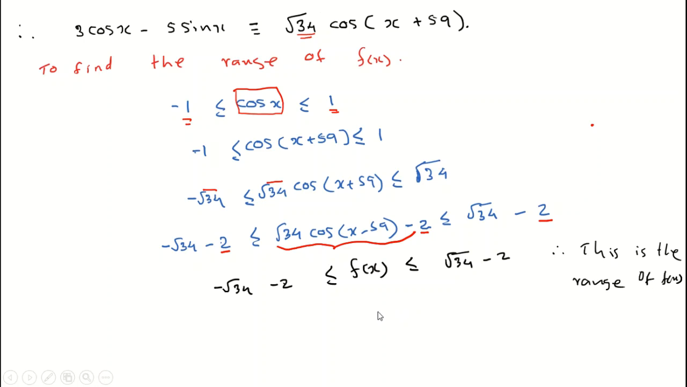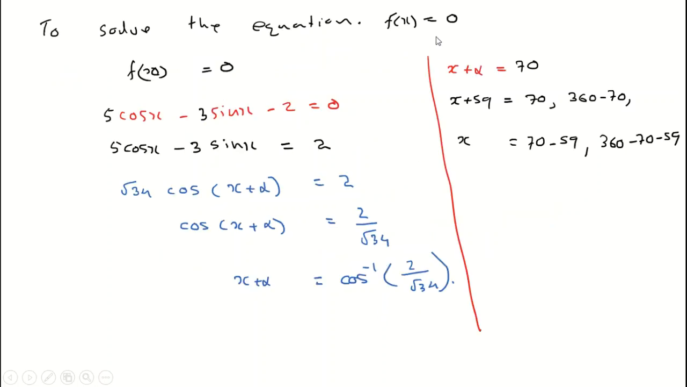We'll go to the next part of the question. Now you got to solve this equation fx equals 0. So fx equals 0 means 3 cos x minus 5 sin x minus 2 equals 0. So this minus 2 is taken to this side. 3 cos x minus 5 sin x equals 2, right? So root 34 cos x plus alpha equals 2. Cos x plus alpha is equal to 2 over root 34.